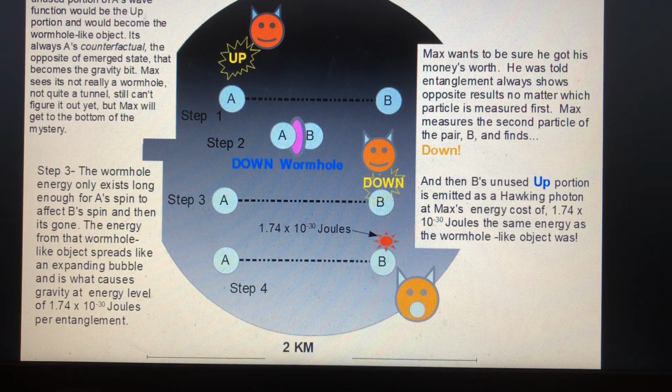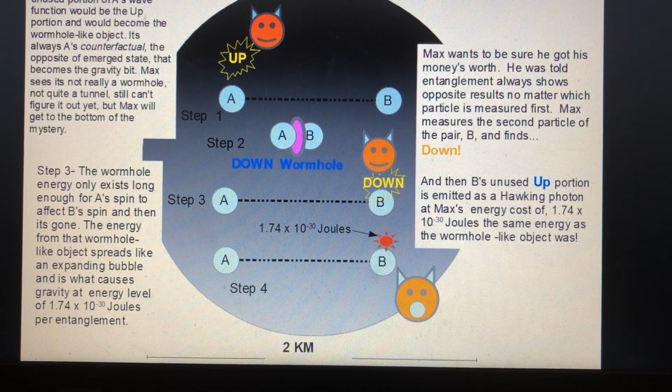The wormhole energy only exists long enough for A's spin to affect B's spin, and then it's gone. The energy from that wormhole-like object spreads like an expanding bubble and is what causes gravity at the energy level of 1.74 times 10 to the negative 30 joules per entanglement. Now Max wants to make sure he got his money's worth.